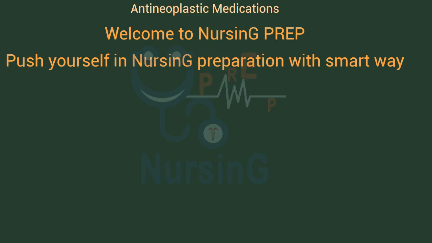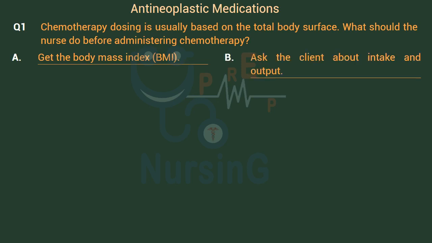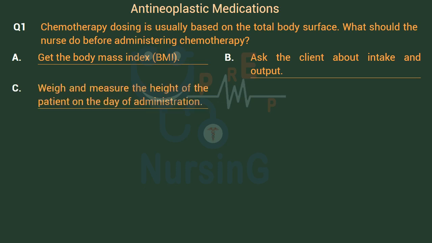Antineoplastic medications. Chemotherapy dosing is usually based on the total body surface. What should the nurse do before administering chemotherapy? Option A. Get the body mass index, BMI. Option B. Ask the client about intake and output. Option C. Weigh and measure the height of the patient on the day of administration. Option D. Ask the client for the height and weight.